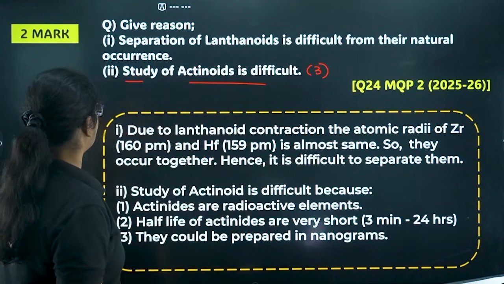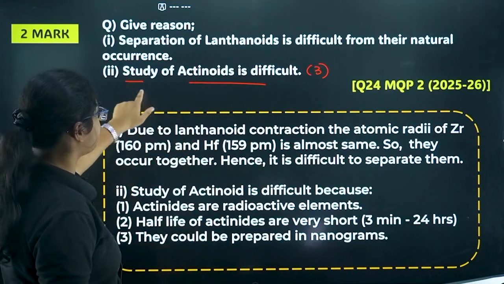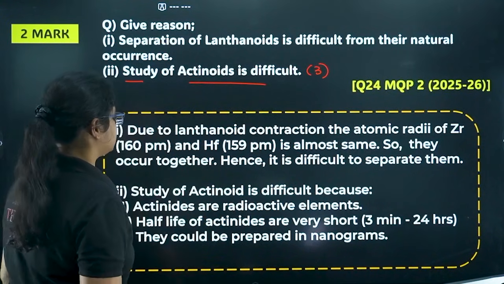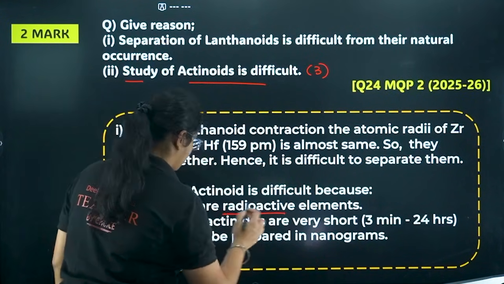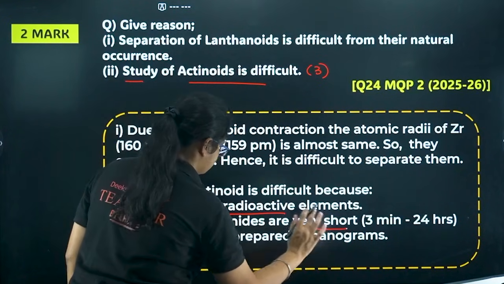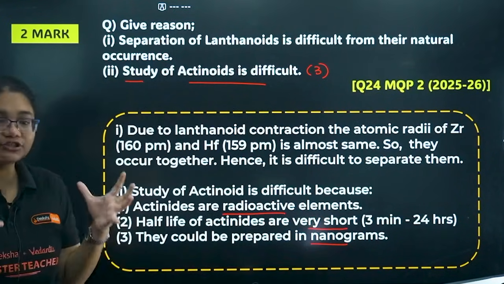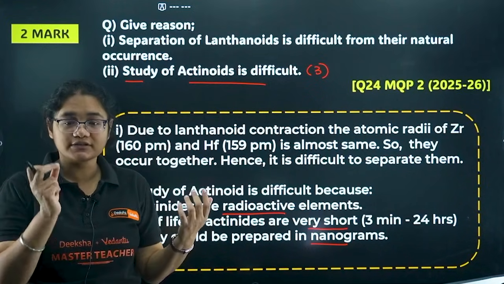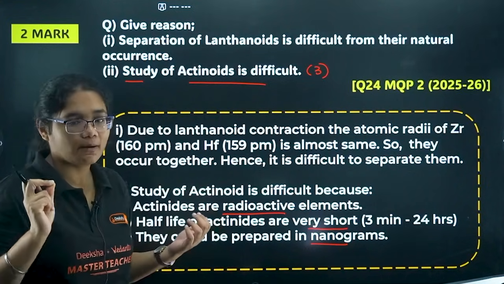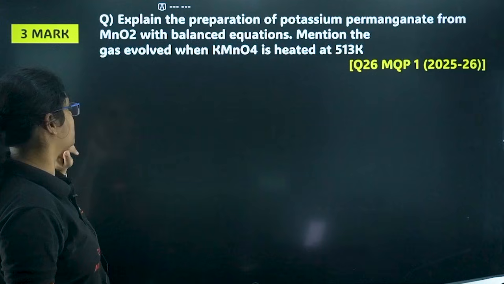Okay, next is what? Study of actinoids is difficult. What is the reason for that? Actinoids are radioactive elements. Their half-life is very small and they could be prepared only in nanograms. We don't have that much actinoid to study them because they are present in very small amounts. Now let's move to the 3-marker question.